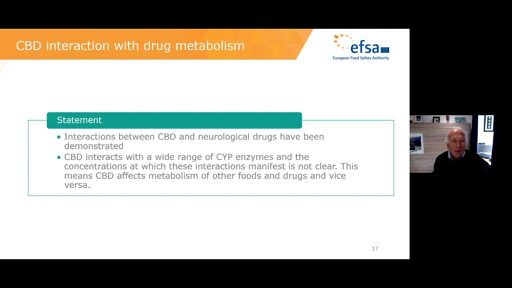So in the statement, we identified interactions between CBD and neurological drugs. We demonstrated that CBD interacts with a wide range of cytochrome P450s, and the concentrations at which these interactions manifest is not clear. But what it does mean is that CBD can affect the metabolism of other food and drugs, and vice versa, that other food and other drugs can affect the metabolism of CBD. We need to know more about this. Next slide, please.